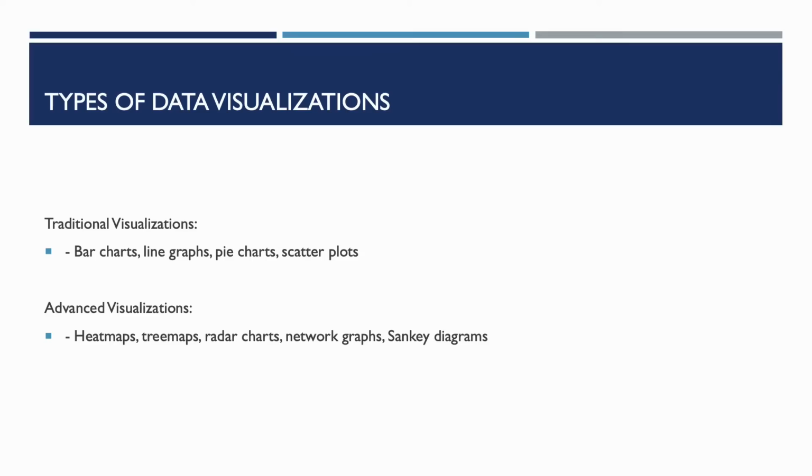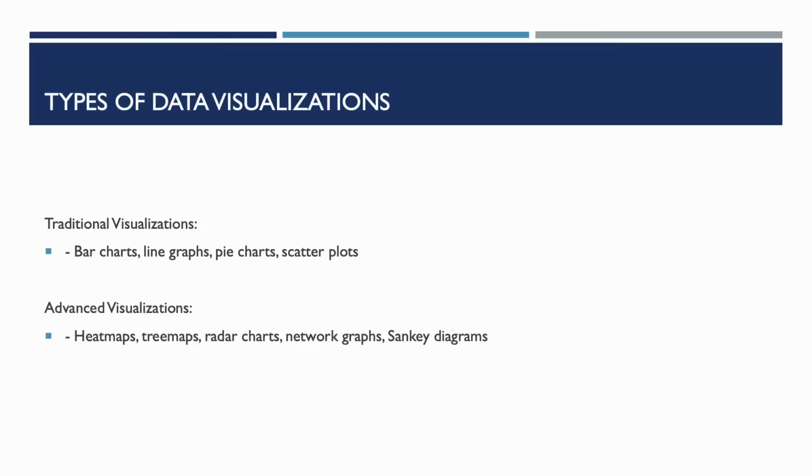Now that we have discussed the importance of data visualization, let's move on to the different types of visualization available to us. Broadly, we can categorize them into two main types: traditional and advanced. In the traditional category, we have bar charts, which are one of the most basic visualizations used to compare different categories of data. We learned those in our previous lecture.